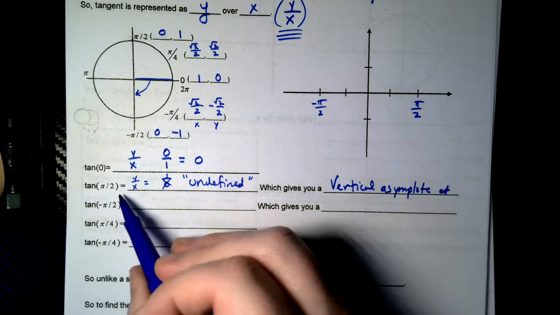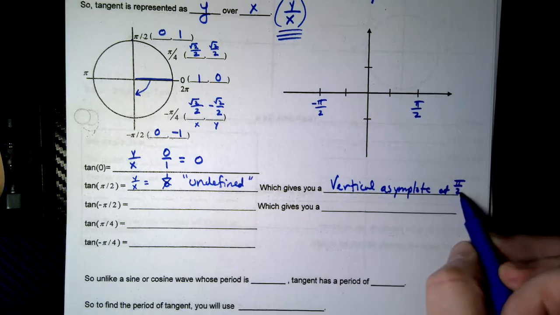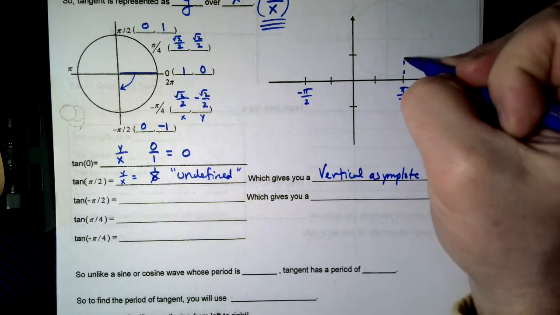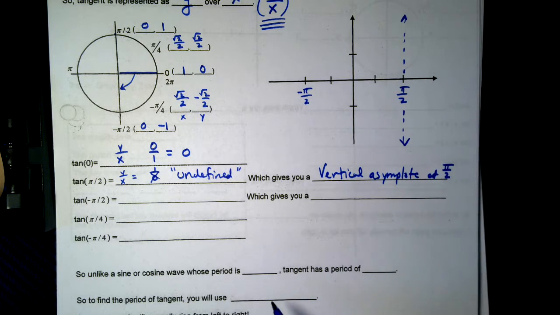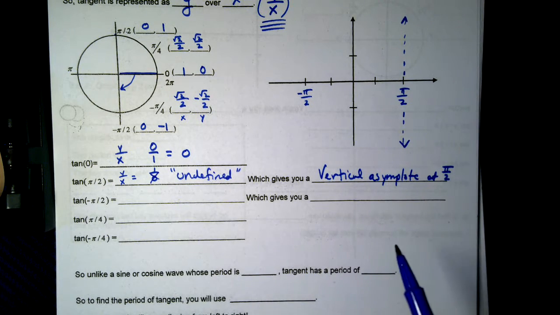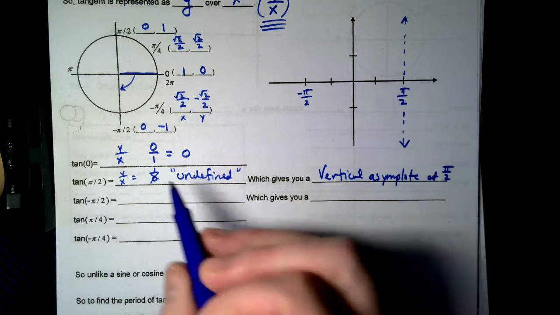at, which one is this one? Pi over 2. So you can't actually plug that number in. It's not allowed. You can't plug in pi over 2 because it's going to come out undefined. So there's nothing that would show up on the graph.